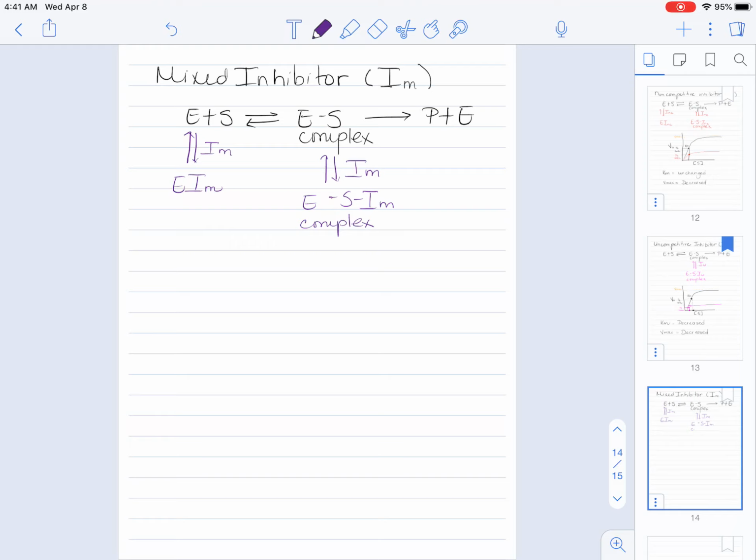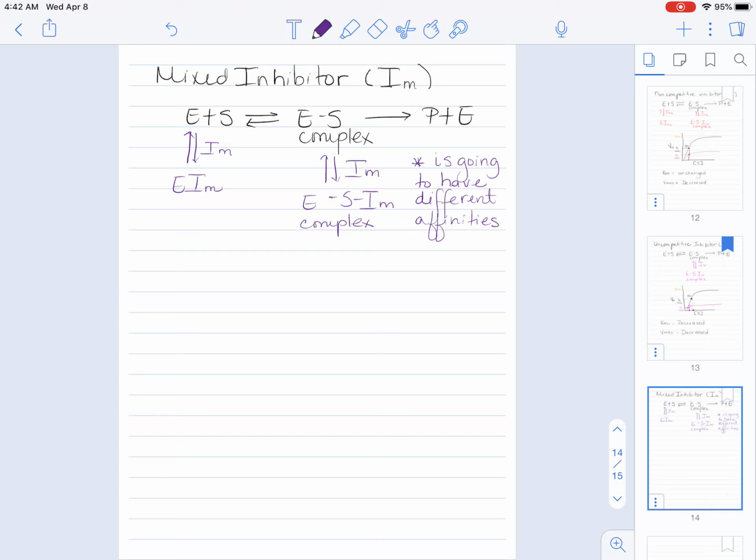Now I'm just going to write a note that the binding is going to have different affinities to the enzyme by itself and the enzyme substrate complex. Because if a mixed inhibitor will have the same affinities for free enzyme and enzyme substrate complex, then that suggests that it is a non-competitive inhibitor, and that is not the case.